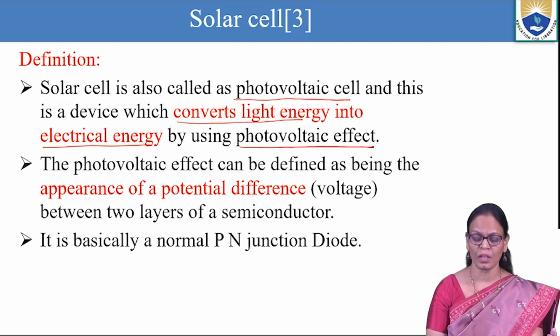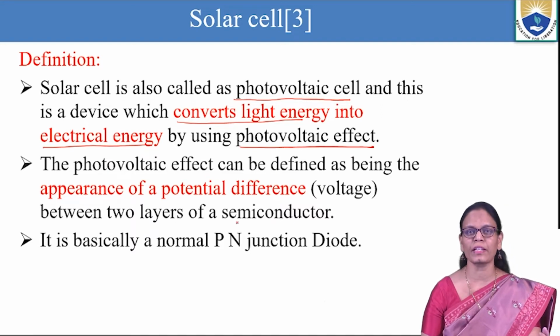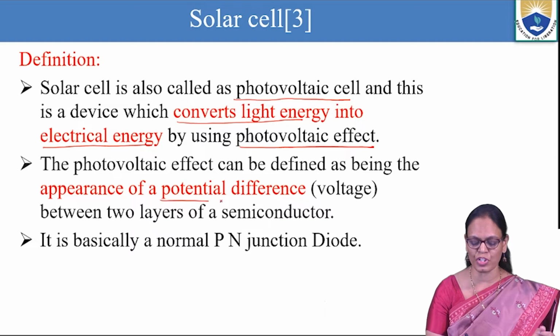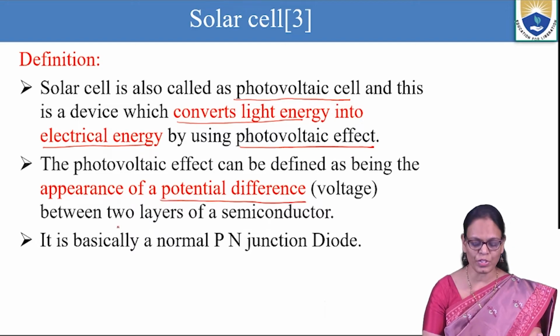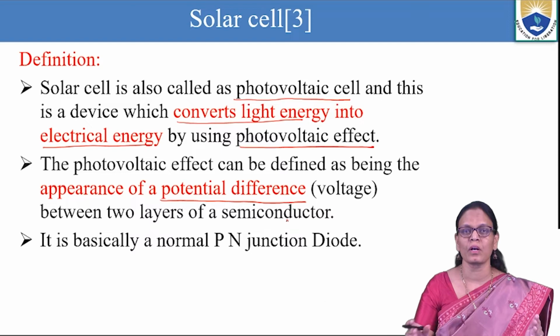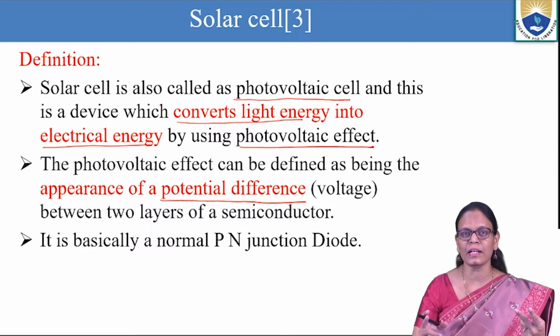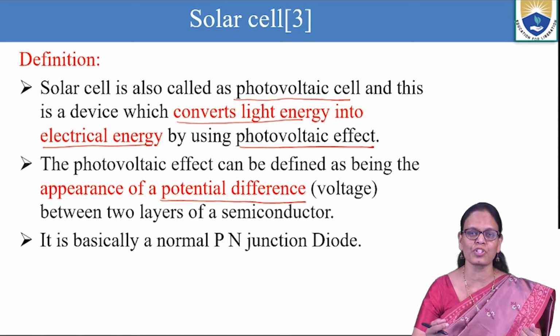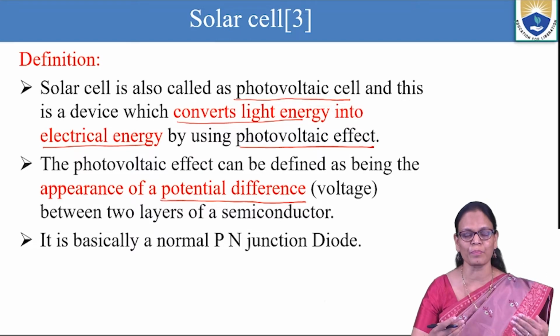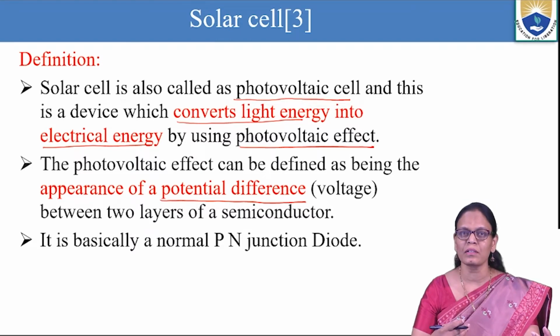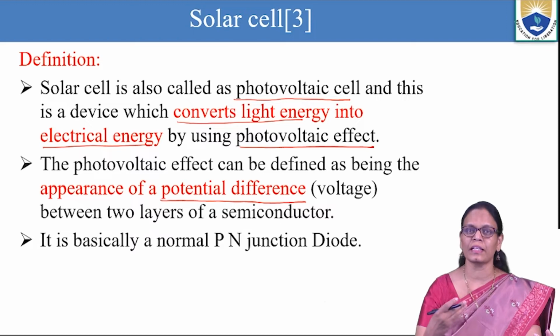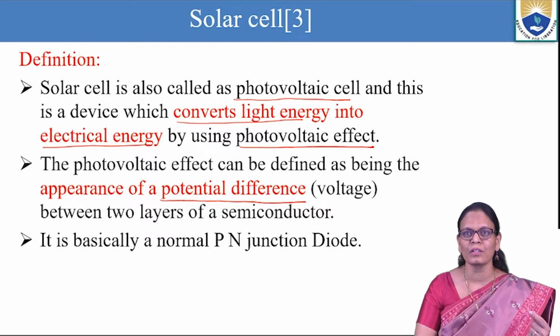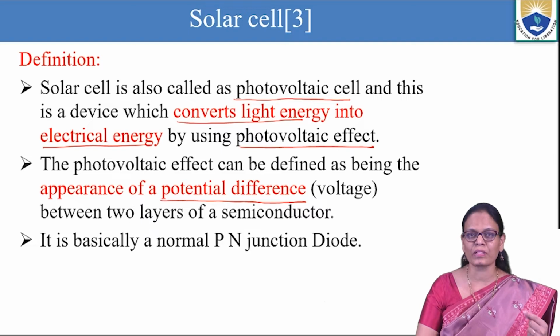So, the photovoltaic effect can be defined as the appearance of potential difference between two layers of the semiconductor. Whenever we are taking a solar cell, it consists of two layers, P type and N type. And whenever there is a difference in potential between the two layers, one at a higher potential and the other at a lower potential, then we say that there is potential difference between the two layers. And this effect we are calling the photovoltaic effect.